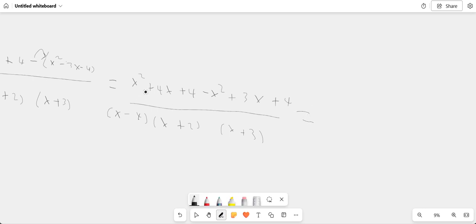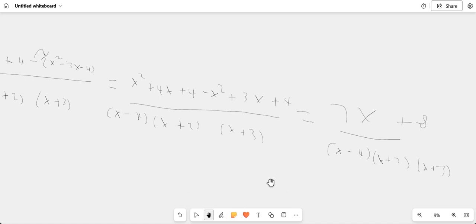Alright, cool. So x² minus x², that's nothing, that's gonna go to 0, yeah. And then 4x plus 3x is 7x. And then 4 plus 4 is 8. So that's (7x + 8) over (x - 4)(x + 2)(x + 3). So that's the final answer. Alright, cool.